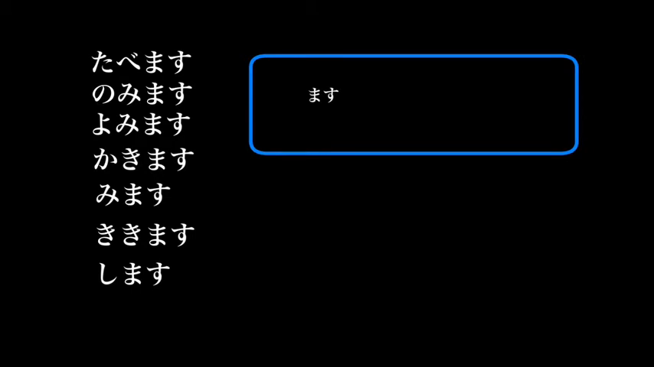Mimasu, to watch. Kikimasu, to listen. And shimasu, to play. You'll notice that they all end in ma-su, and this is the part that gets changed when we put the verb into the past tense. We take off the ma-su and add mashita. And that's as simple as it is.